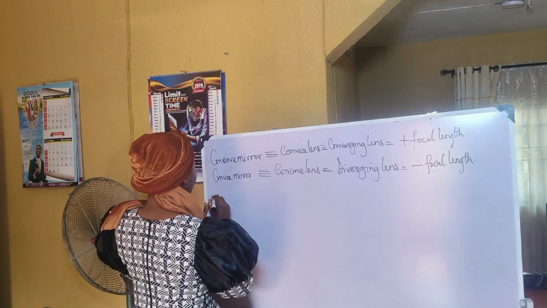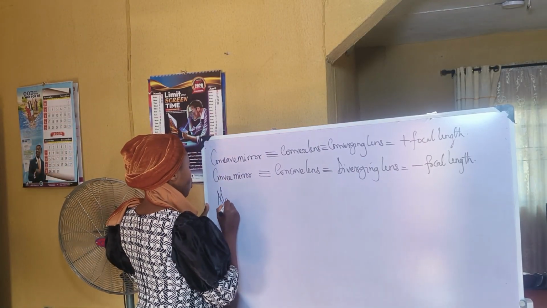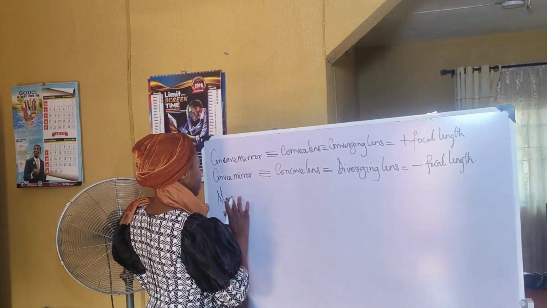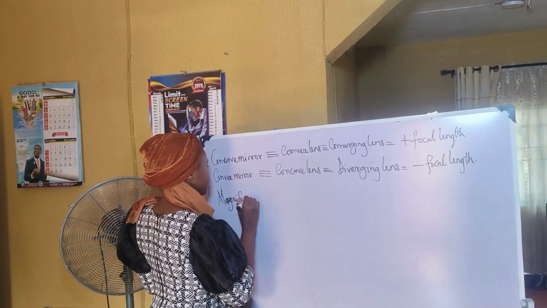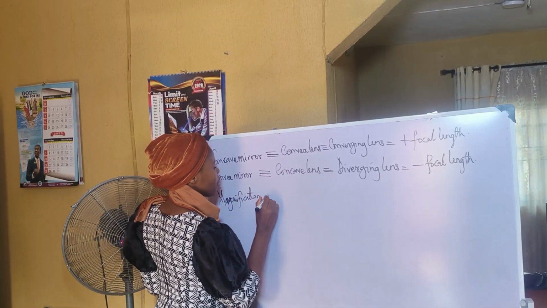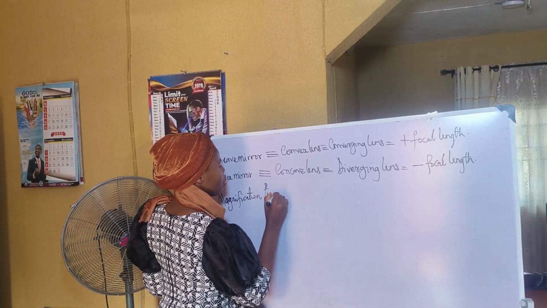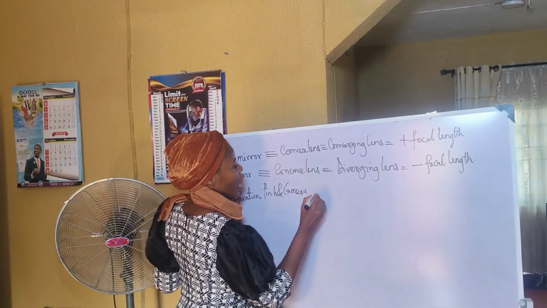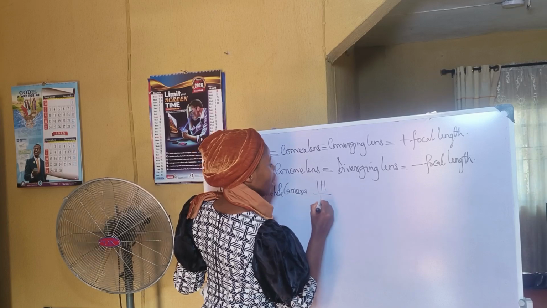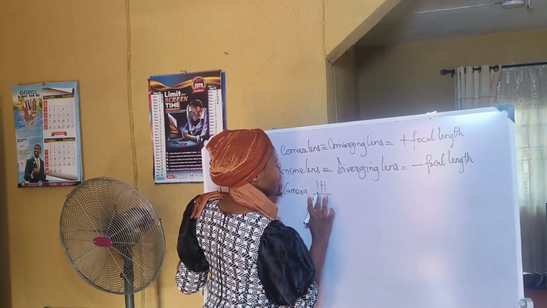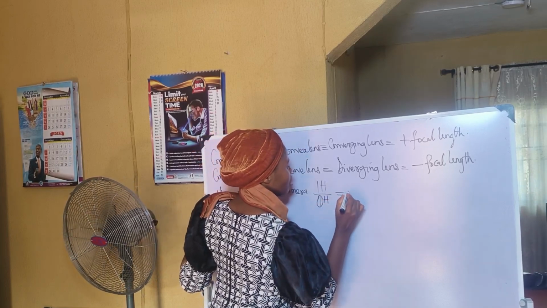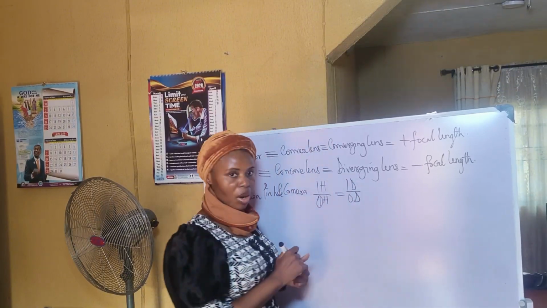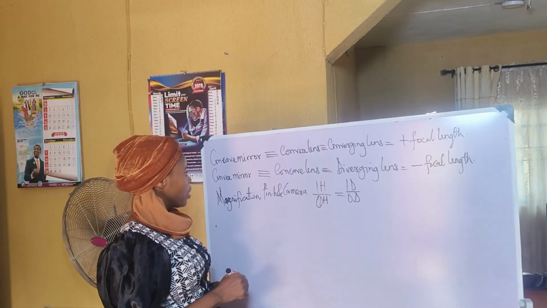We know that if we are talking about the pinhole camera, the formula for magnification for a pinhole camera is our image height over object height, which is equal to the image distance over object distance. This is our magnification for a pinhole camera.